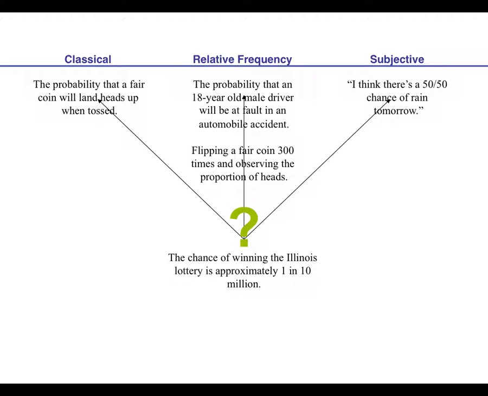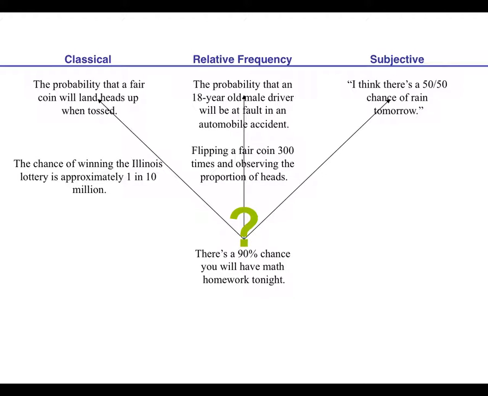Chance of winning the Illinois lottery is approximately 1 in 10 million. Classical, right? And then there's a 90% chance you will have math homework tonight. Subjective. Yeah. Okay. That's not too difficult, right? That was pretty much all of section 2.